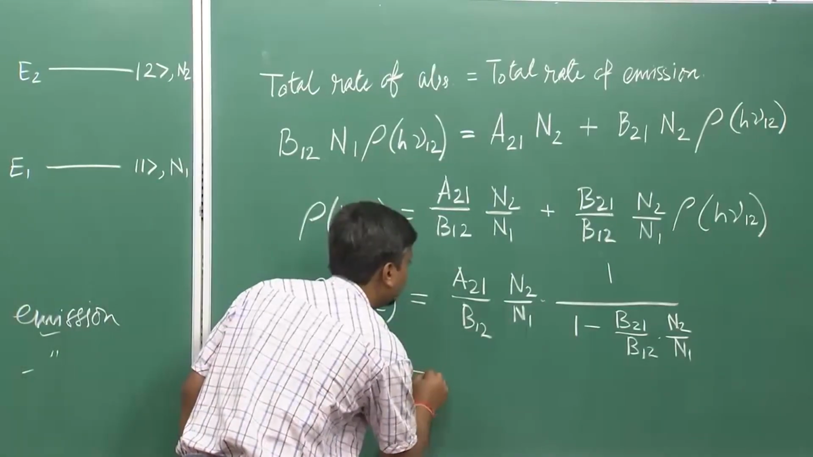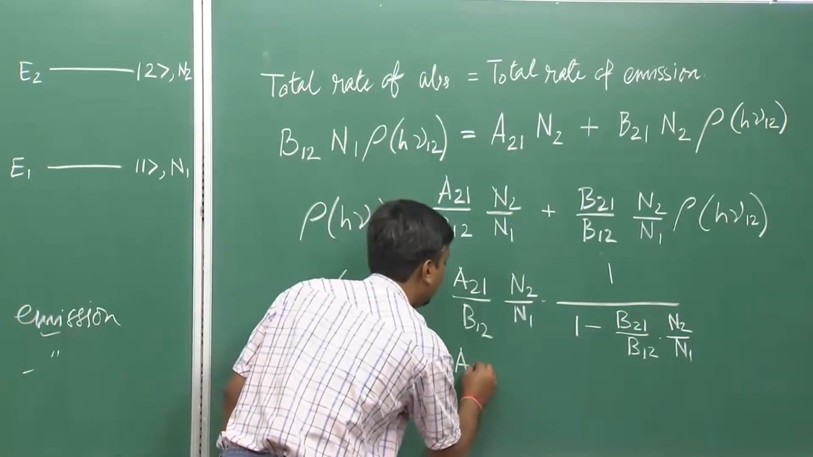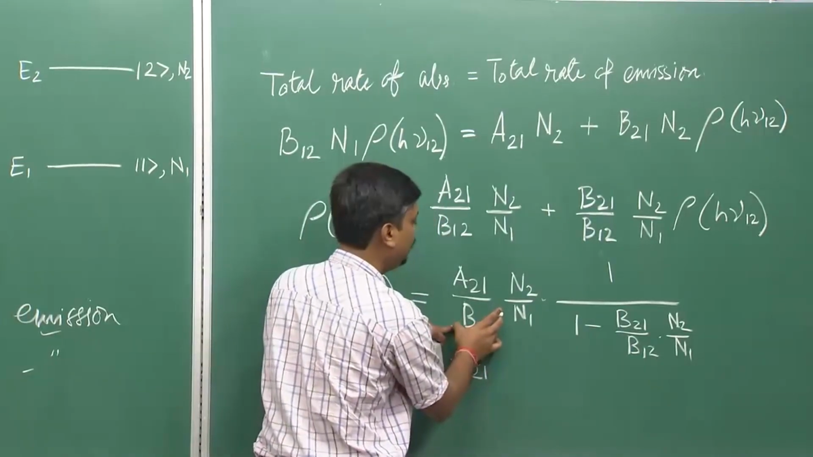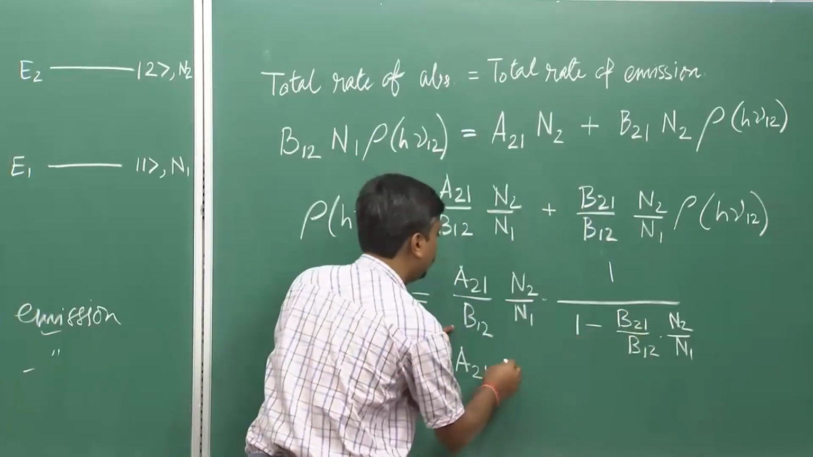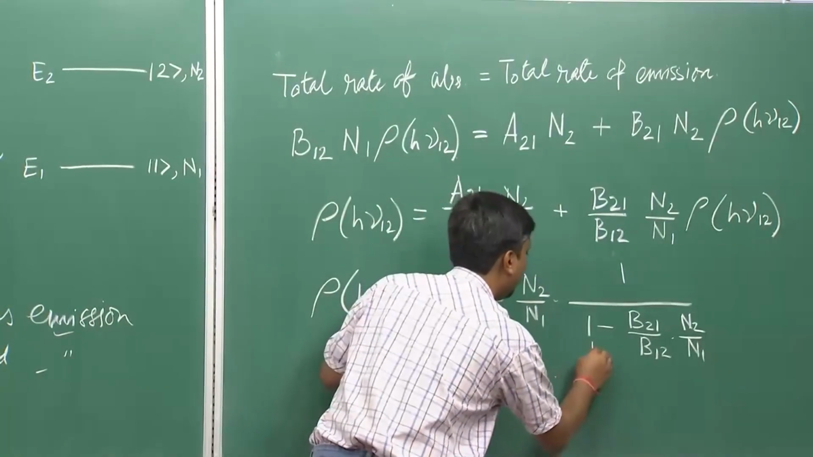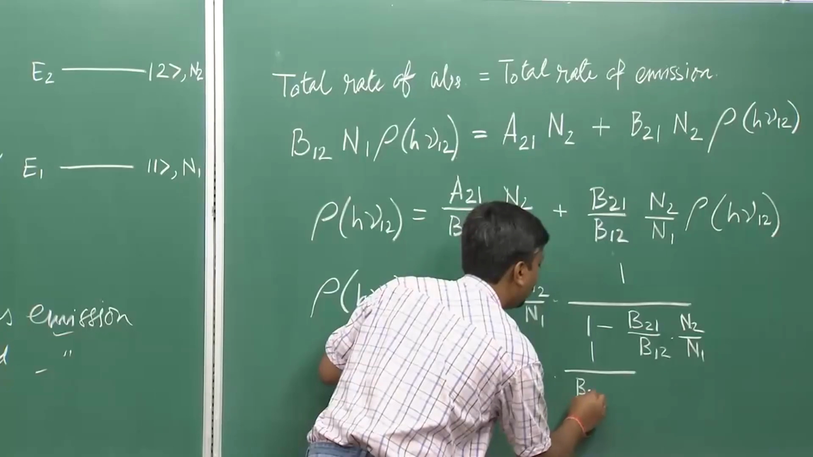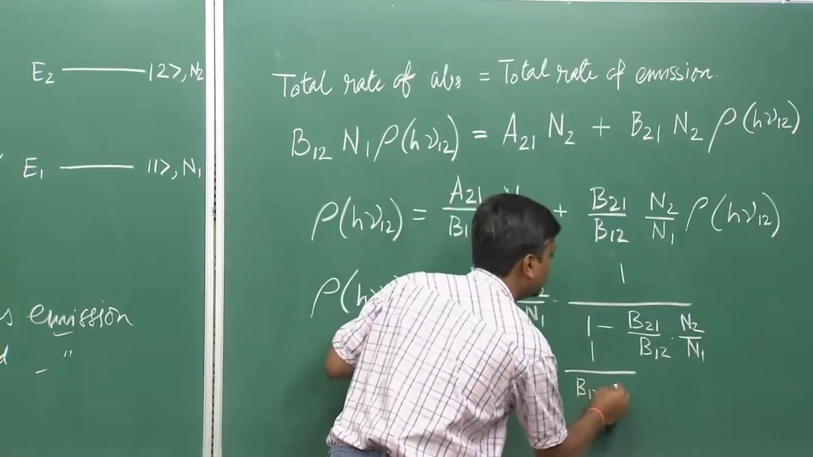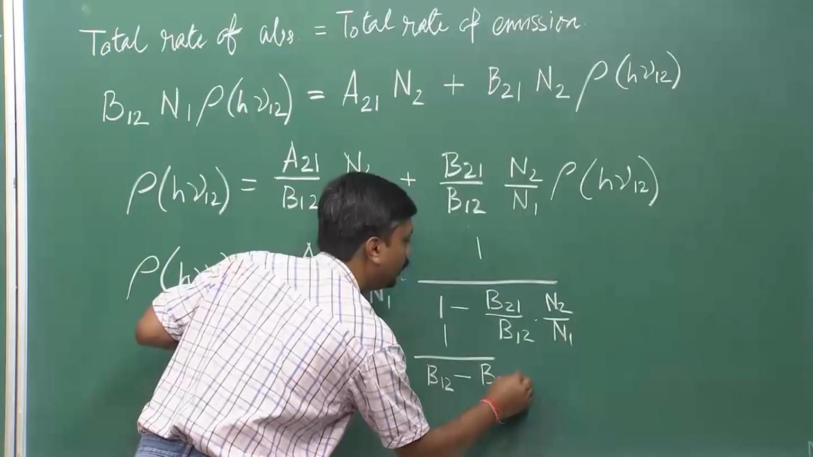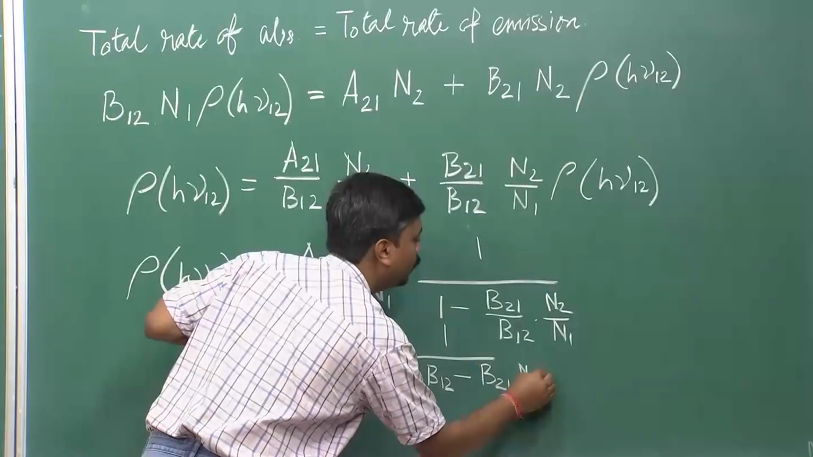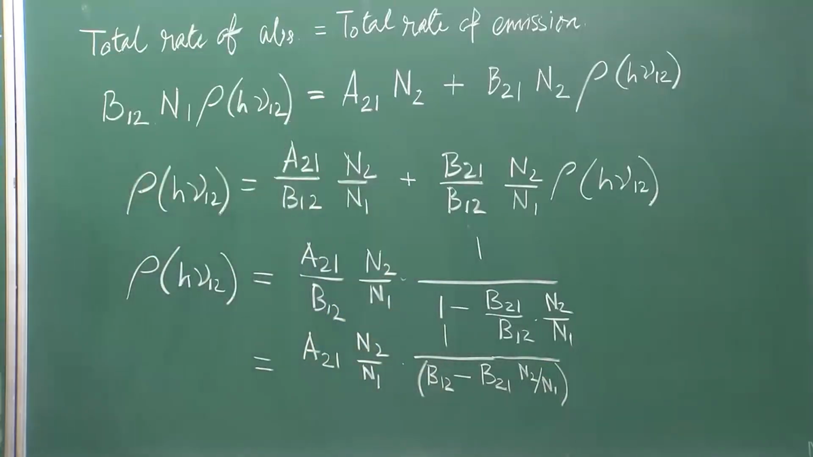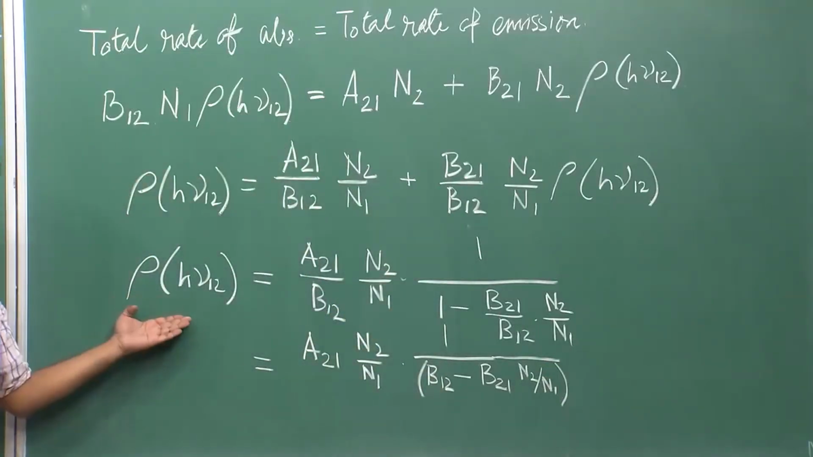If I just rewrite this, it will be A21, and for the time being let us take this B12 here. So, it will be N2 by N1 multiplied by B12 minus B12 into this quantity. So, it becomes B21 into again N2 by N1, right. This is equal to my rho.